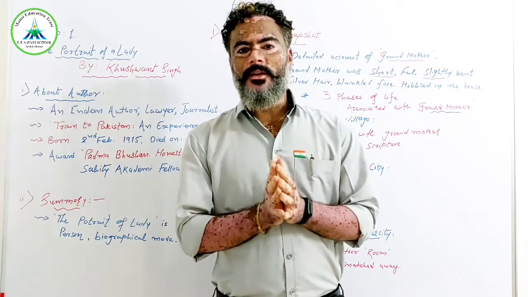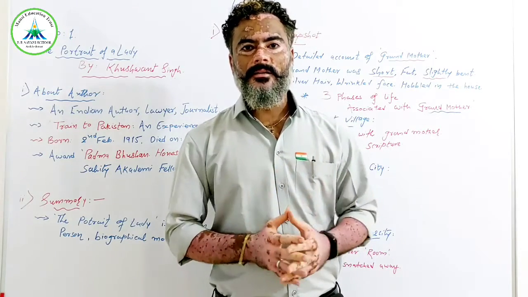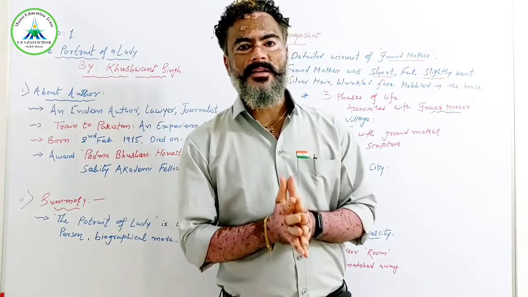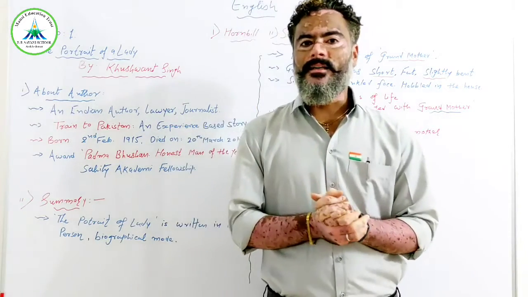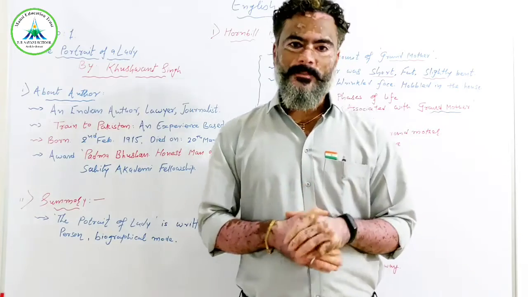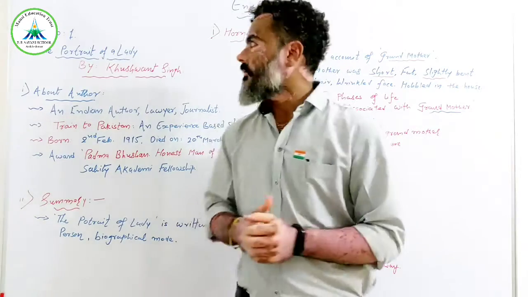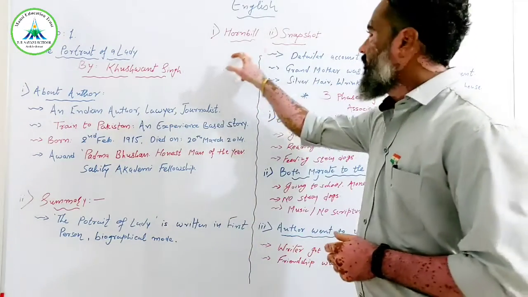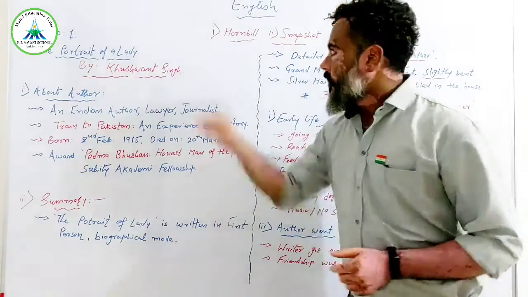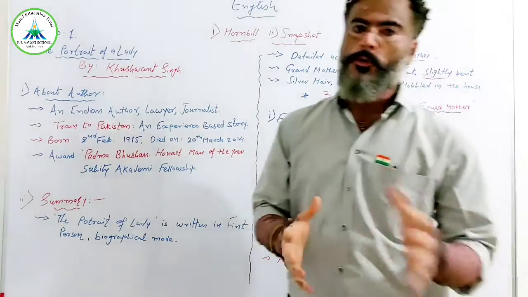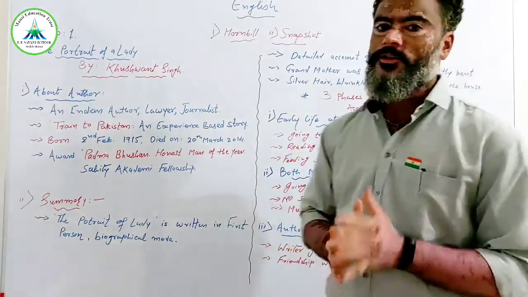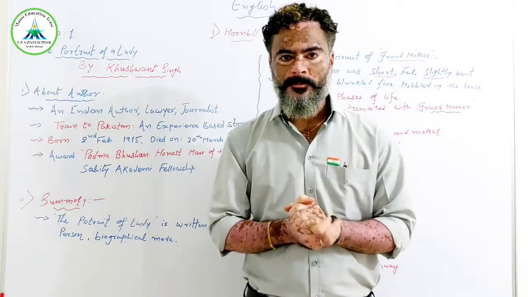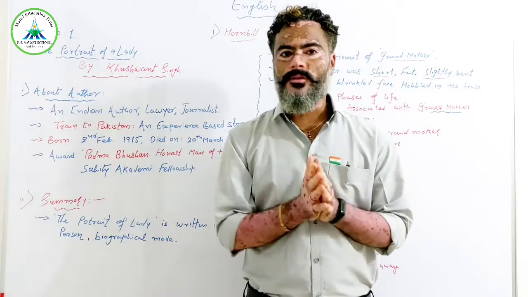Dear friends, let me tell you one thing: the government of Gujarat has implemented the syllabus of NCERT, and NCERT has two textbooks for 11th standard. The first one is Hornbill, the second is Snapshot. Hornbill is a core course book, your main textbook, and Snapshot is your supplementary reader book. So you will have two books.